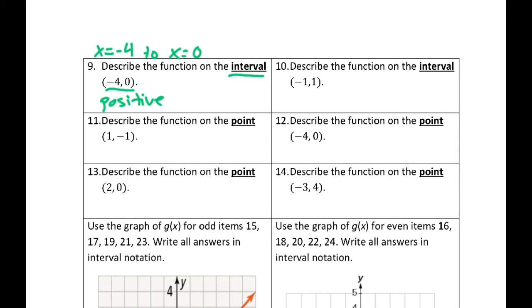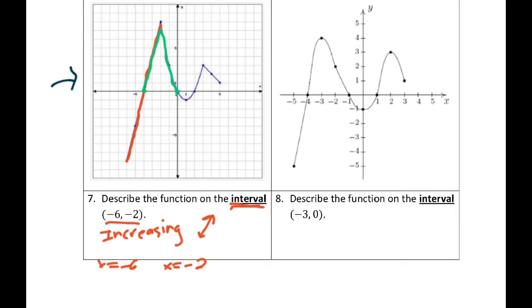Okay. 11, describe what's happening at the point 1, -1. So this is where x is 1 and y is -1. So where x is 1 and y is -1 is this point right here. So this point is lower than all the points around it, so it is a relative minimum.